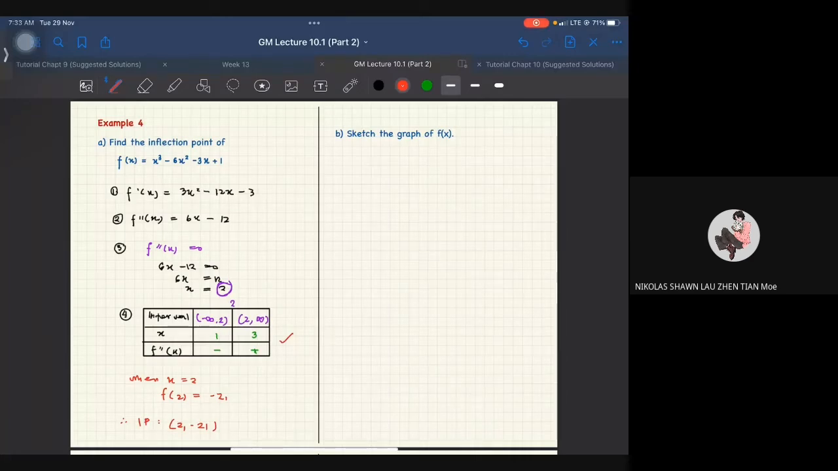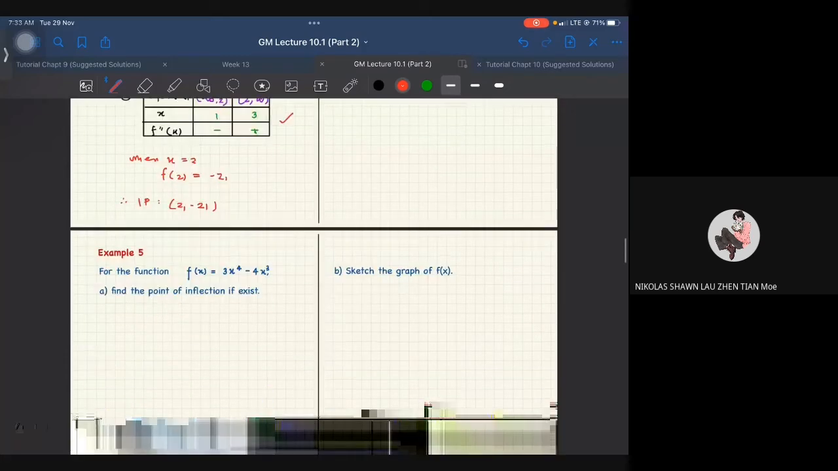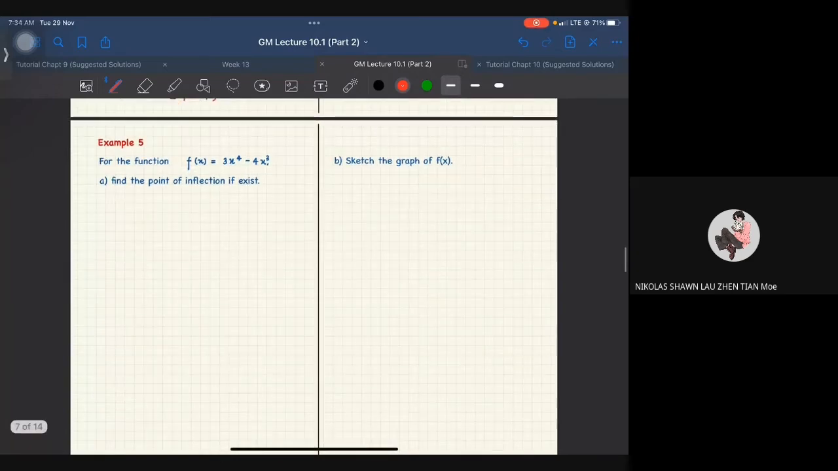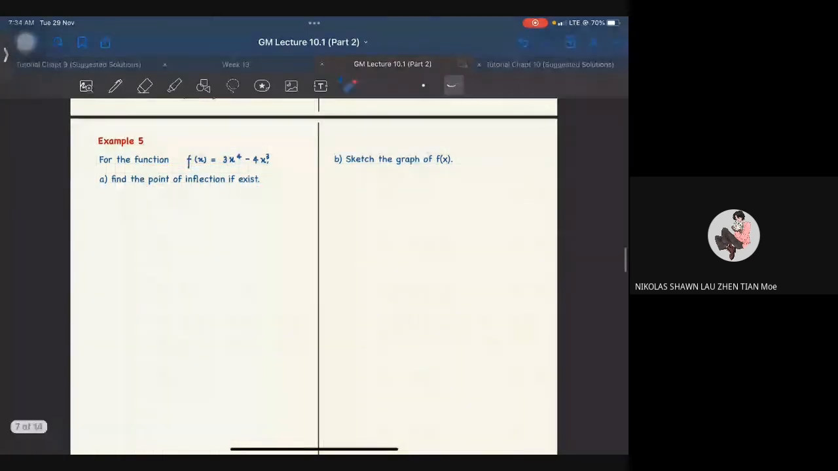Okay. Right. So jom kita test ke-okayan awak tu. Right. So let's do the second example over here. Example 5. Okay. So kita ada power of 4 function. Right. So just do the first part sahaja. Find the point of inflection if it exists. Okay. So cuba try this example.